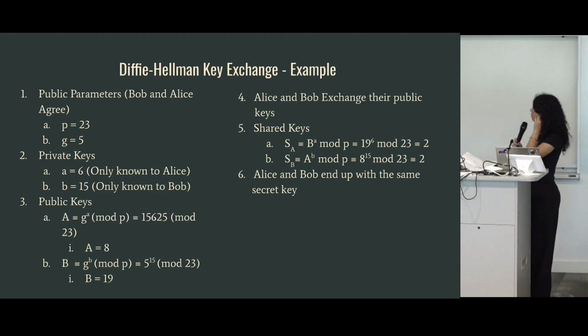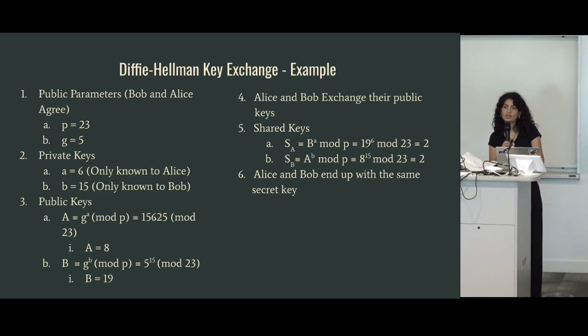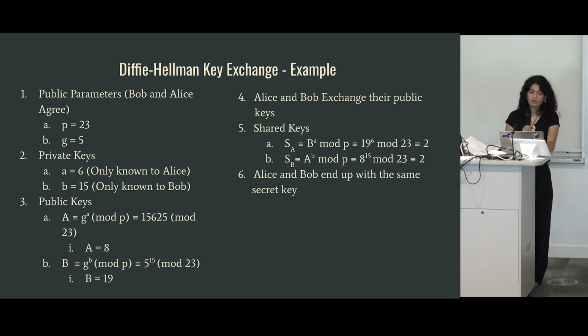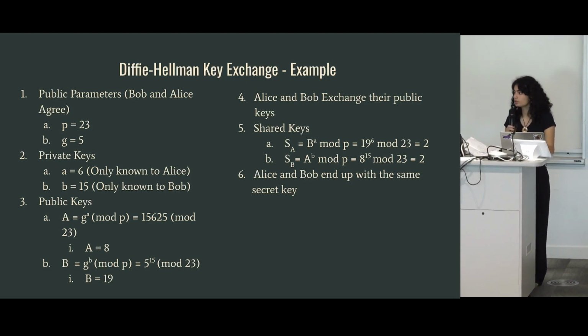Let's go ahead and do an example of this. We'll say that for the public parameters, we agree that P is 23 and G is 5. The private keys for Alice will be 6, and for Bob, it'll be B. These keys are only known to them. Once they switch, they'll do the computation that was just explained, and they'll end up with A as 8 and B as 19. Alice and Bob will exchange their public keys one last time, and they'll do the same math again to undo these numbers. At the very end, Alice and Bob will end up with the same secret key, which is 2.